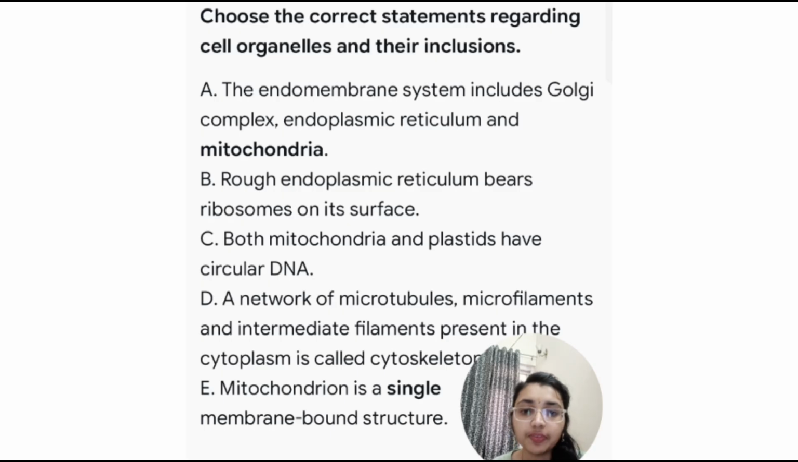This is correct. Option C, both mitochondria and plastid have circular DNA. True. D, a network of microtubules, microfilaments and intermediate filaments present in the cytoplasm is called the cytoskeleton. True. Mitochondria is a single membrane bounded structure? Wrong. It is not a single membrane bounded structure. So here A and E are incorrect. So B, C, D is the answer for this question. Moving on to the next question.